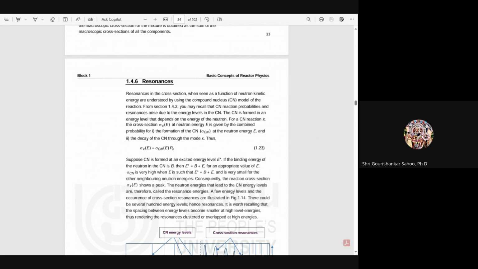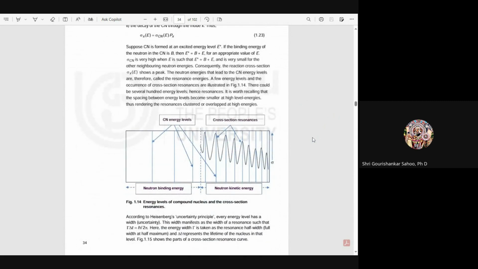For a compound nuclear reaction X, the cross section sigma X, which is a function of neutron energy E, is given by the combined probability for the formation of the compound nucleus, sigma CN of the neutron energy E, and the decay of the compound nucleus to the mode X. So sigma X is equal to sigma CN times P X, where the energy levels of the compound nucleus and cross section of the resonance are shown on the screen. Compound nucleus energy levels and cross sectional resonances, neutron binding energy and neutron kinetic energy.